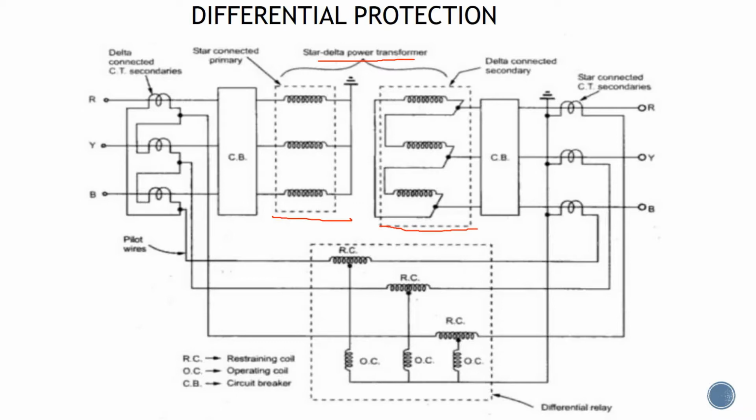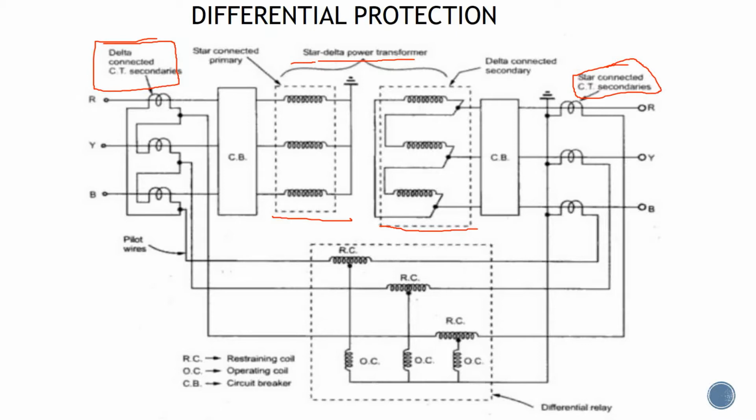To combat the phase displacement, the delta side of the power transformer has star connected CT secondaries. And to combat the zero sequence current occurring in star, the star side of the power transformer has delta connected CT secondaries. Here, RC is your restraining coil, OC is your operating coil, and CB represents the circuit breaker.